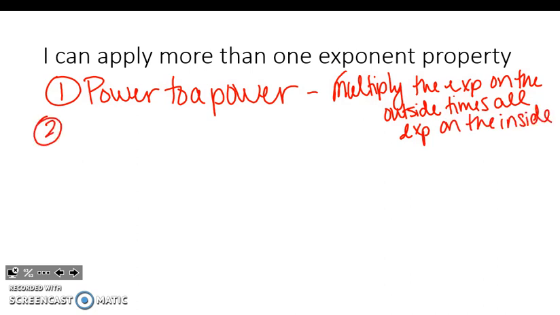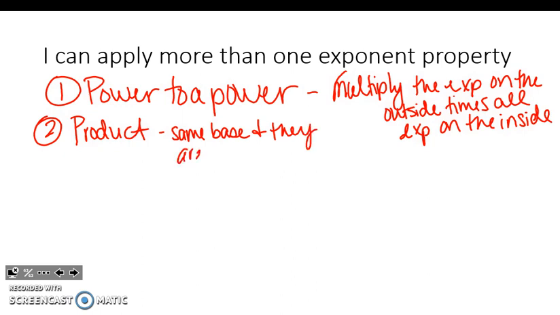The second rule that you're going to want to take care of is the product rule. That's if they have the same base and they are being multiplied. And then we add the exponents.